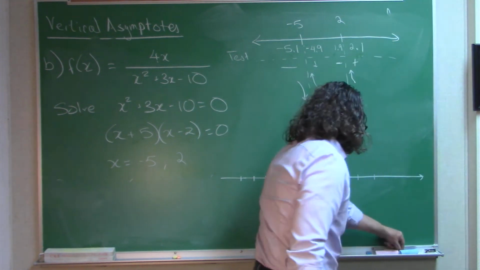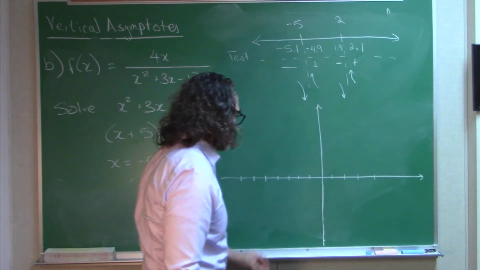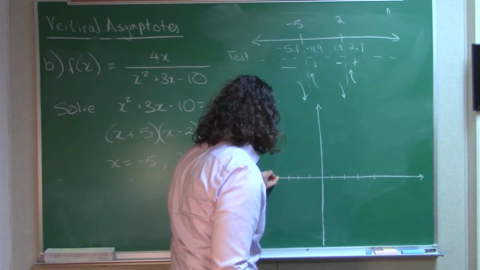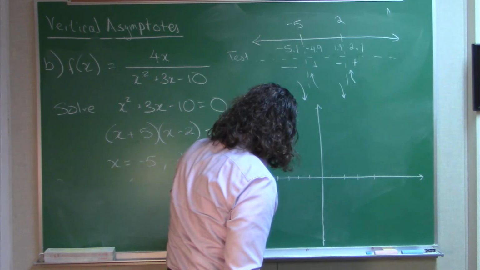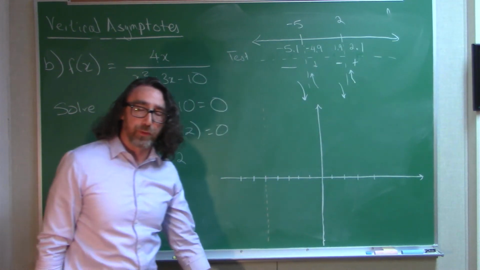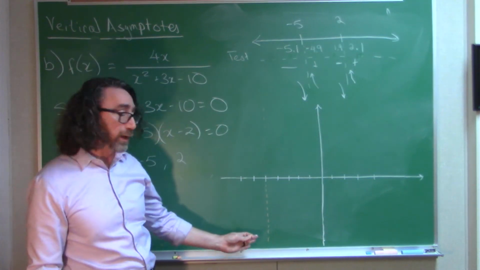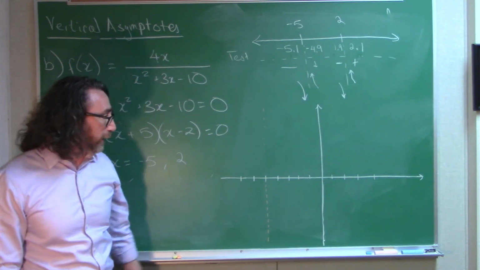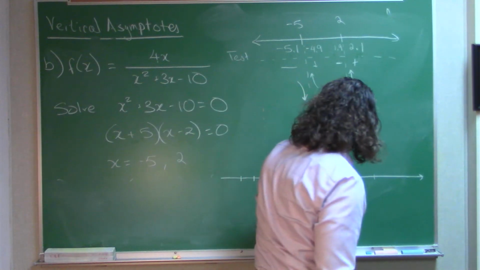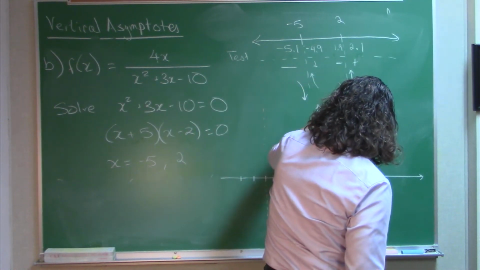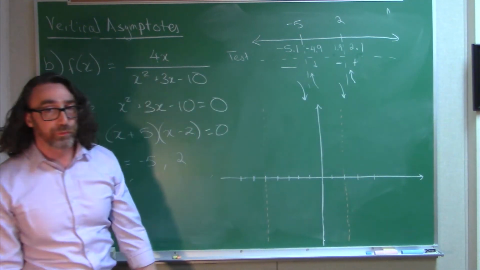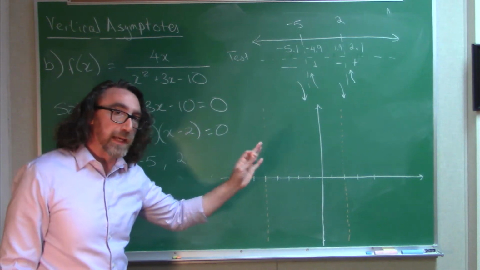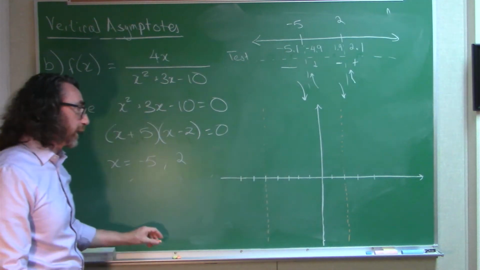All right, so let me use a nice piece of orange chalk. 1, 2, 3, 4, 5. Vertical asymptote at x equals 5. So when you're drawing your graph, we're going to draw a dotted line there at x equals 5. Vertical asymptote at x equals 2. Once again, draw a dashed vertical line there.